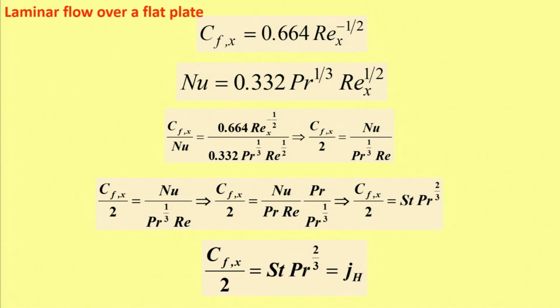Now if I take laminar flow over a flat plate, these are my closed-form solutions: Cfx equal to 0.664 Re^(-1/2), and Nu equal to 0.332 Pr^(1/3) Re^(1/2). So from this I can write that Cfx by 2 equals Nu by Pr^(1/3) Re. If I multiply and divide by Pr, I get Cfx by 2 equals Stanton into Pr^(2/3). This I call the Colburn factor.